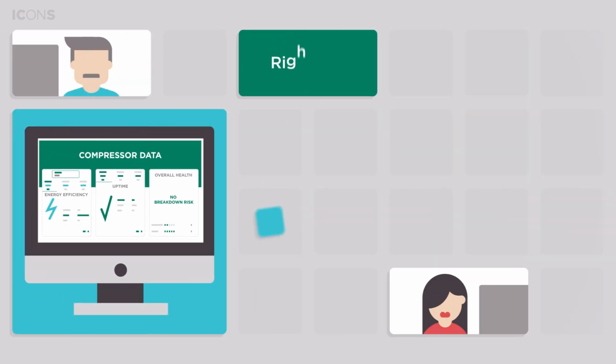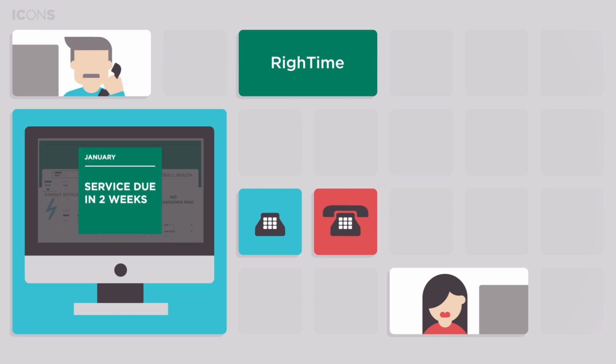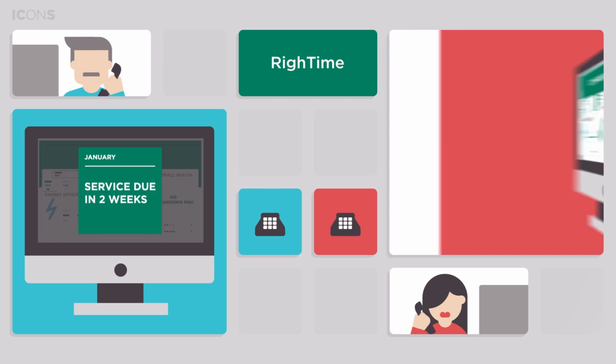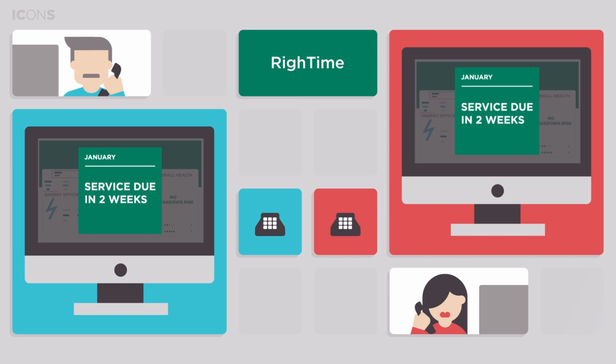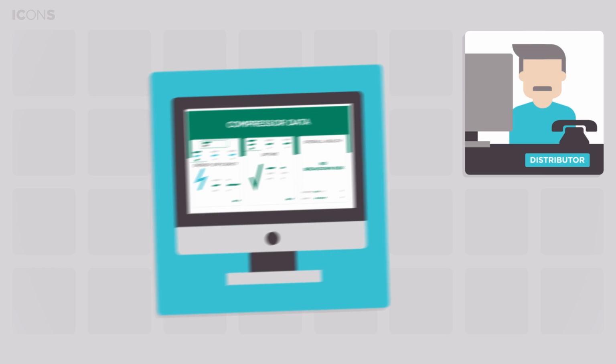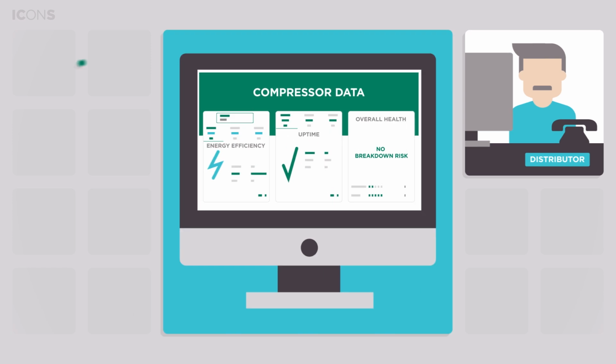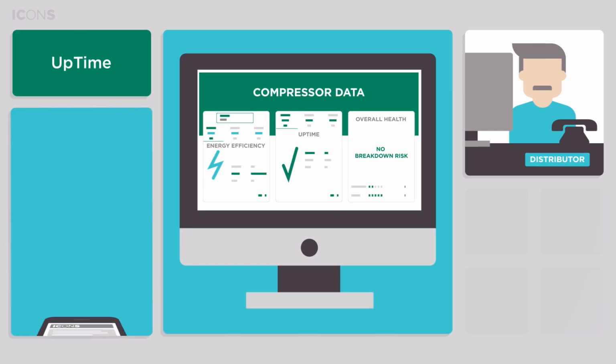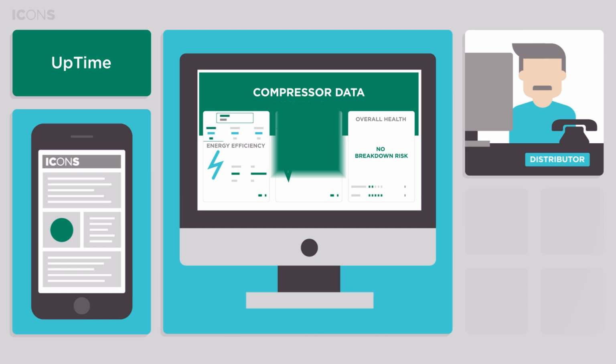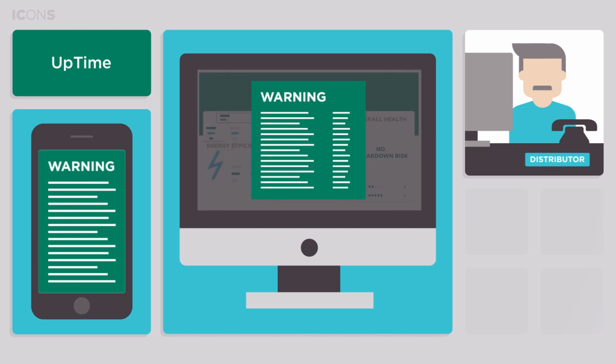The first subscription level is Right Time. This gives you a monthly overview of machine information and service status, allowing on-time planning of the next service intervention. The next level of Icons service is Uptime. In addition to the services of Right Time, real-time warnings are generated to enable a quick response to emerging problems.